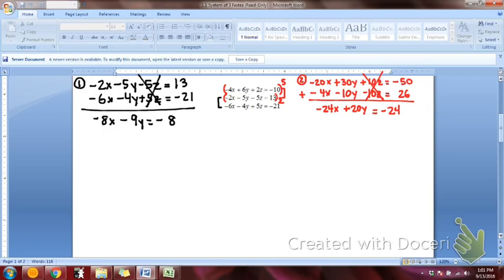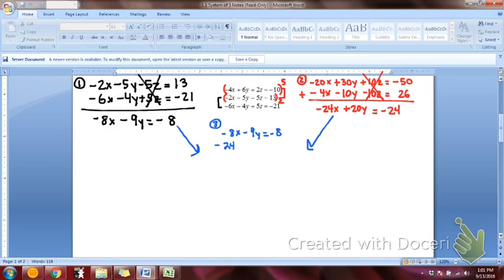Okay. So now our third step. Anybody think of maybe what our third step might be? Okay, to solve for either x or y. So what we're going to do is we're going to pull this equation and this equation down. This is going to be our step number 3. So in step number 3, we're just going to write this on top of each other. Negative 8x minus 9y equals negative 8.